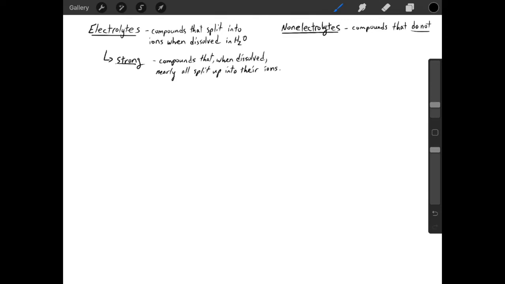Another way of saying this is that when the compounds dissolve, there is almost 100% dissociation. The ions dissociate from one another. And a couple of examples for strong electrolytes would be any of the water-soluble ionic compounds and the strong acids.